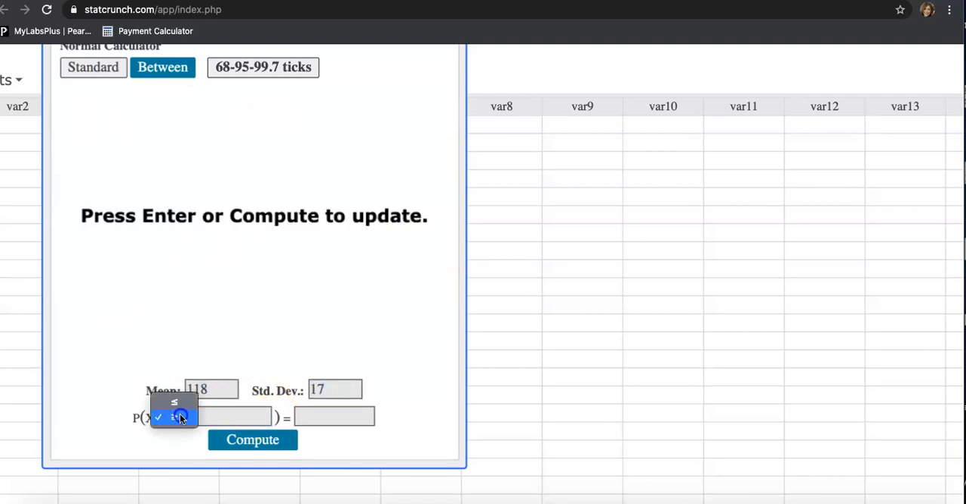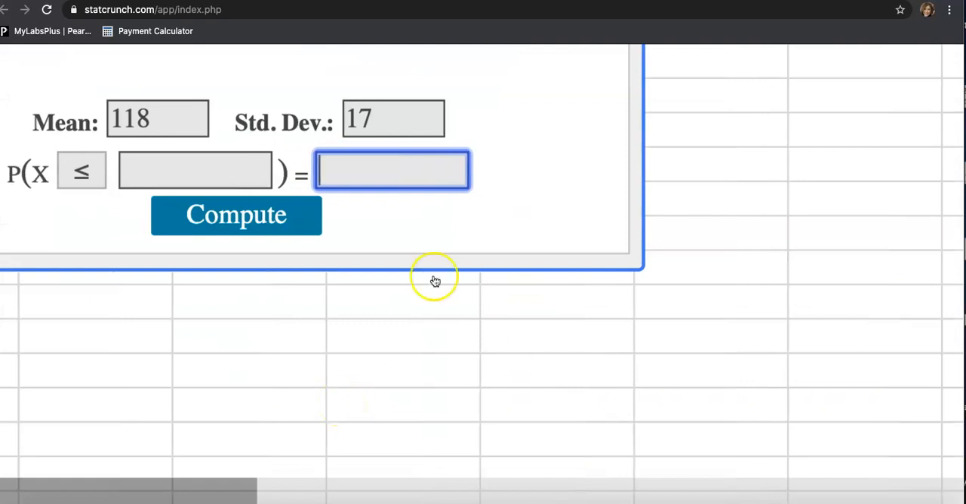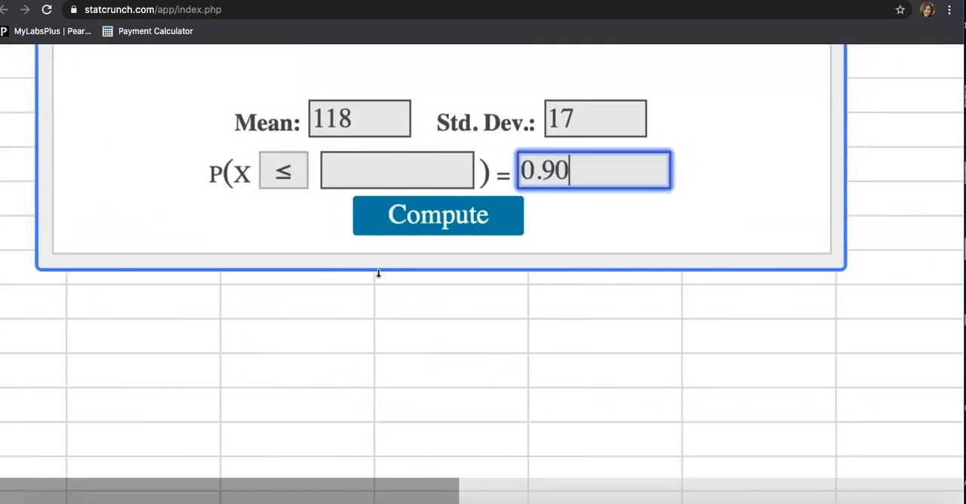Get rid of that blank and change that to less than or equal to. Why are we doing that? Because percentile is looking at how much you have before that point. And what I want is a value that has 0.90, which is 90% in decimal, to the left of that very point. If I leave this one blank, because that's where the answer will pop up, and hit compute, I'll get that blood pressure to be 139.78.